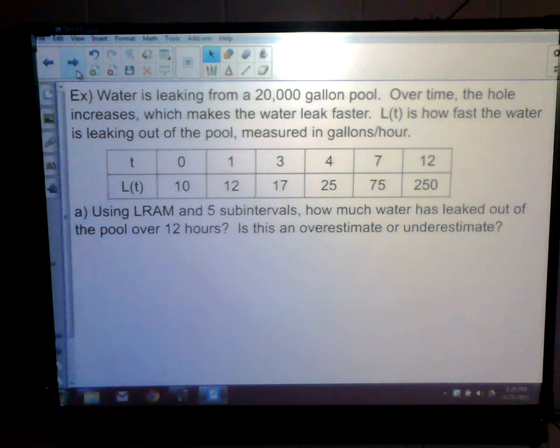Water is leaking from a 20,000 gallon pool. Over time, the hole increases, which makes the water leak faster. L(t) is how fast the water is leaking out of the pool, measured in gallons per hour. Okay, let's stop for a second.